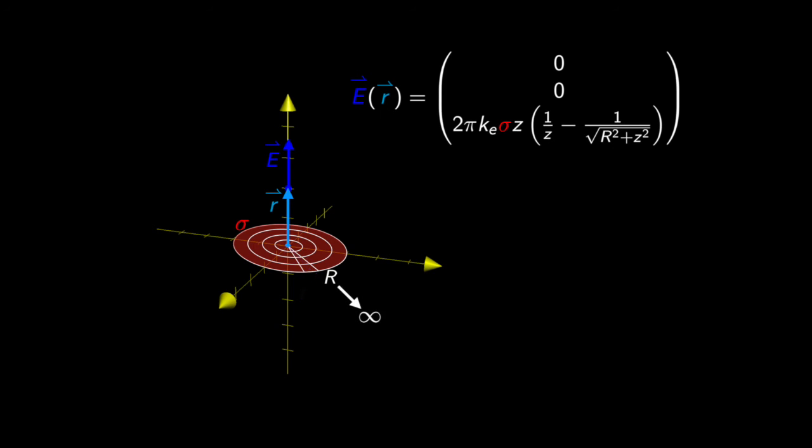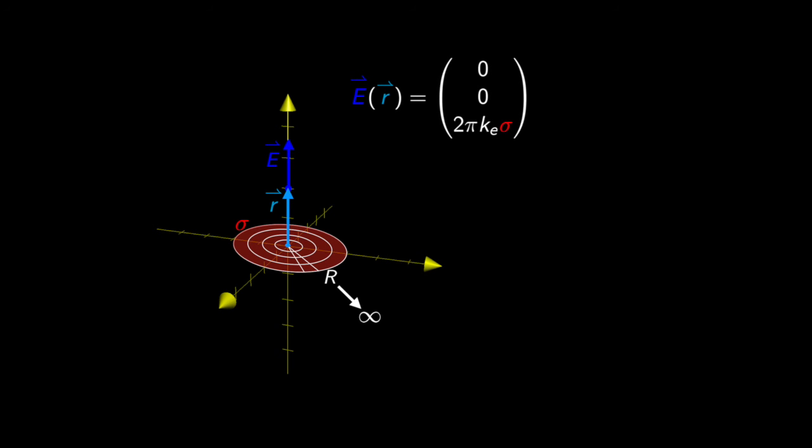As promised, we send big R to infinity and get our answer for the electric field above a uniformly charged plane: (0, 0, 2 pi ke sigma). As always, it's a nice sanity check to make sure the units on the left and the right are equal, but I'll leave that to you.